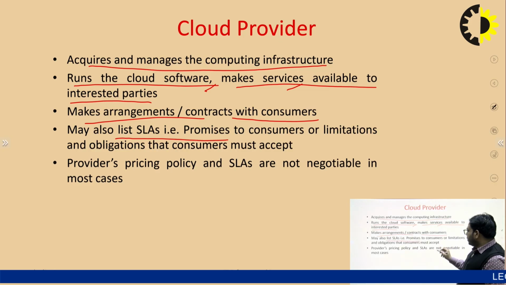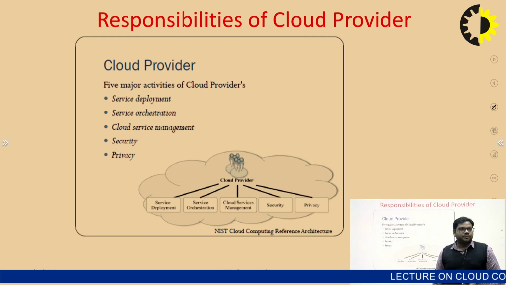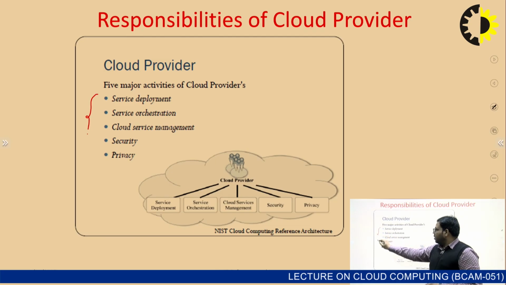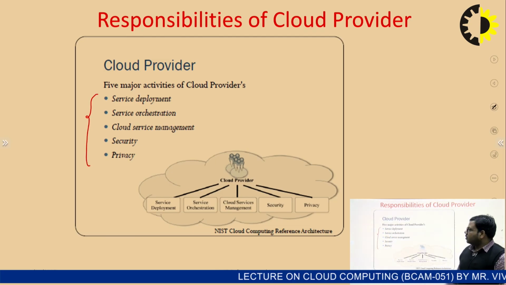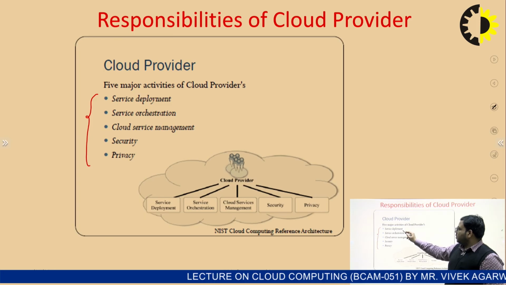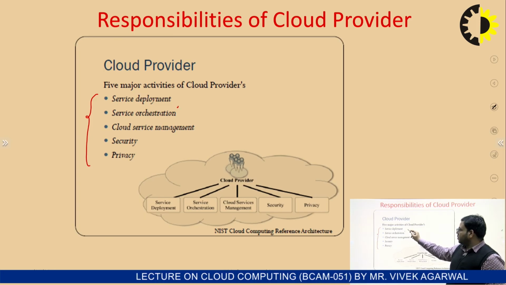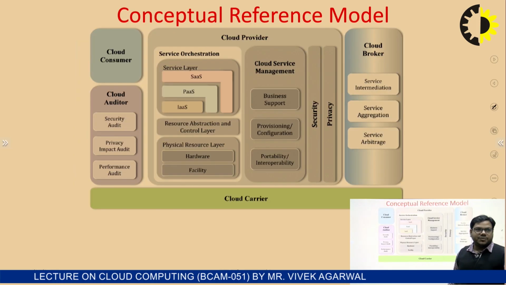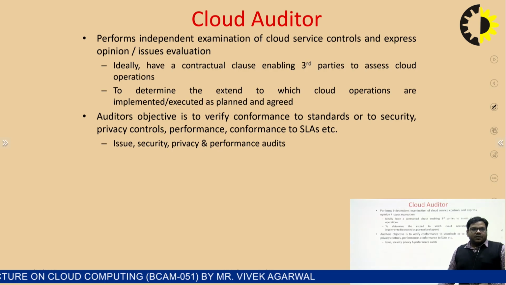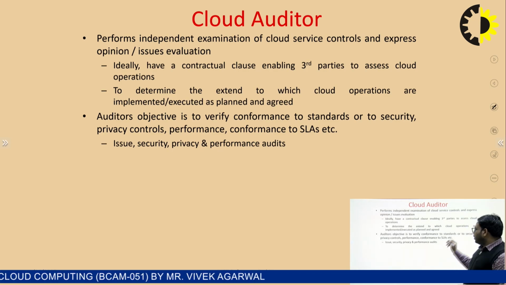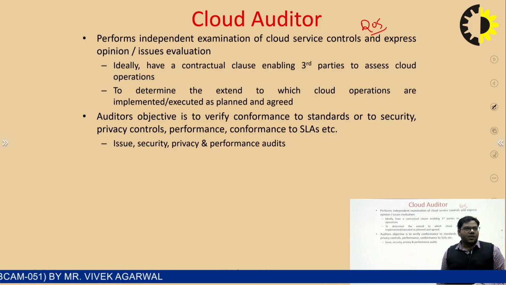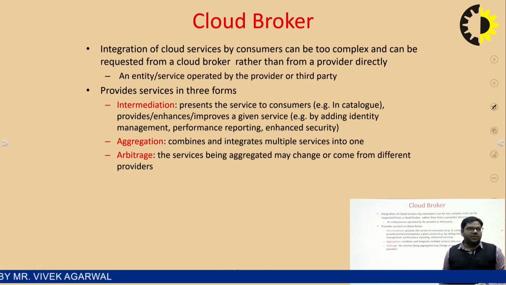It may also list the SLA, promises to the consumer, provider privacy policy, etc. We have already gone through that. So in summary, we can say the cloud service provider is responsible for the main activities: service deployment, orchestration, service management, security, and privacy management. The auditor we have already discussed, who ensures the quality of services of the cloud service provider. It may be an individual or a third party.